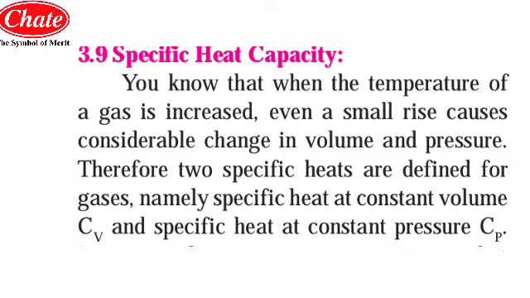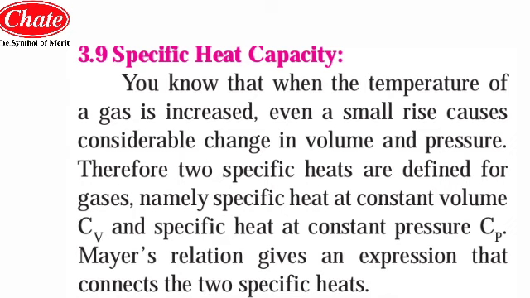Now students, the next part we will see is the specific heat capacity. You may have learned that when the temperature of a gas is increased, even a small rise causes considerable changes in its volume, as we have seen in the thermodynamics chapter. The volume and pressure also change. Therefore two specific heats are defined for gases, namely specific heat at constant volume Cv and specific heat at constant pressure Cp. Mayer's relation gives an expression that connects the two specific heats, Cv and Cp.